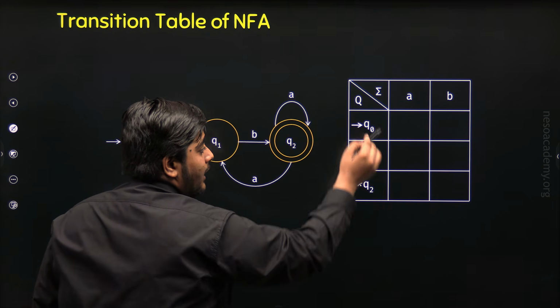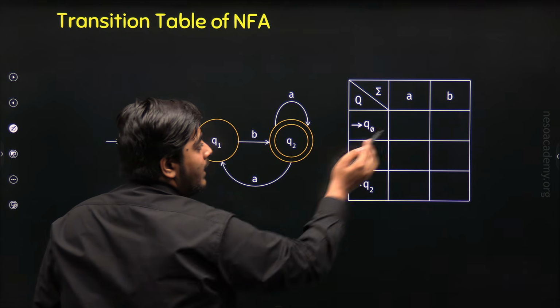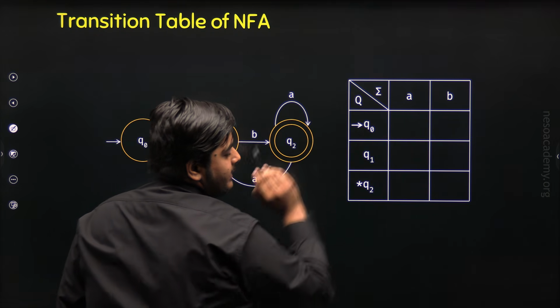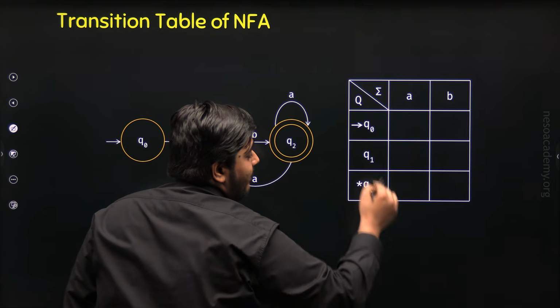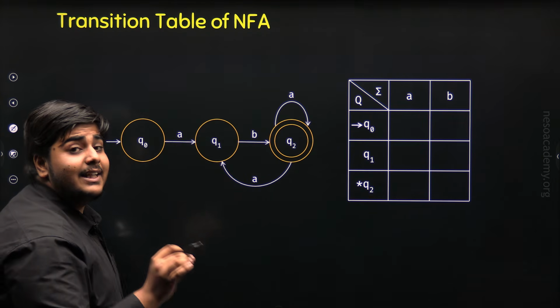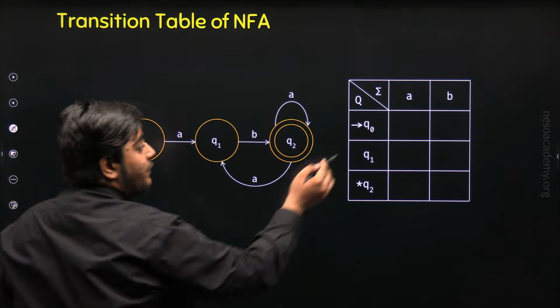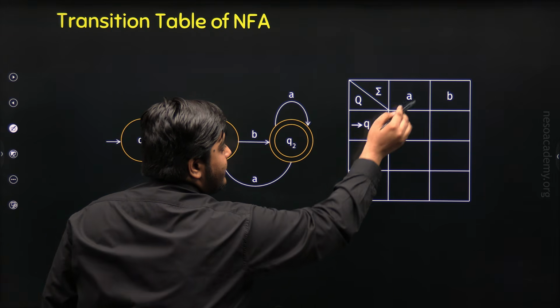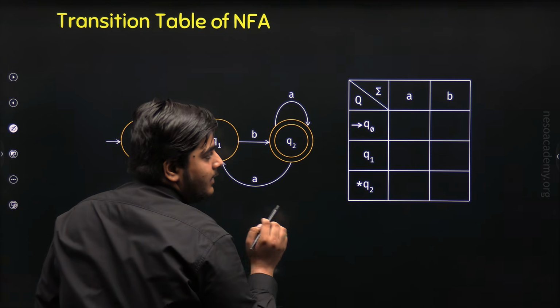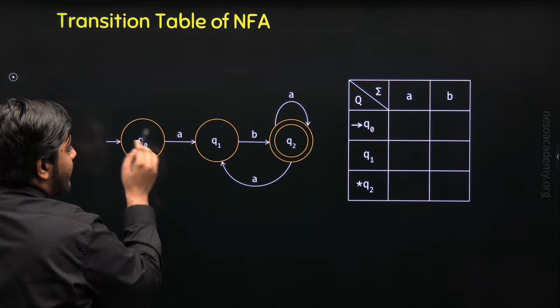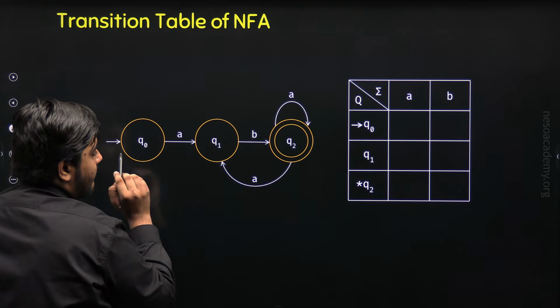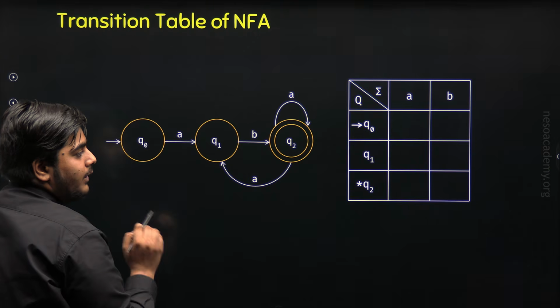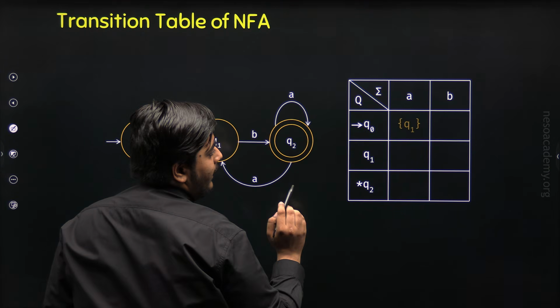So these are the current states represented by Q. These are the input symbols represented by sigma. And in these empty cells, we are going to fill the next states. So if Q0 is the current state, A is the input symbol, what will be the next state? Let's check. If Q0 is the current state, A is the input symbol, then the next state is Q1. So we will write Q1.